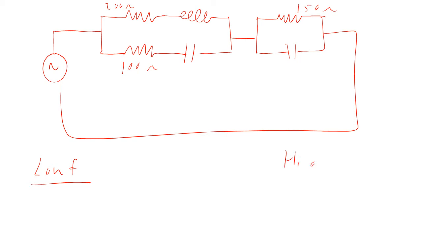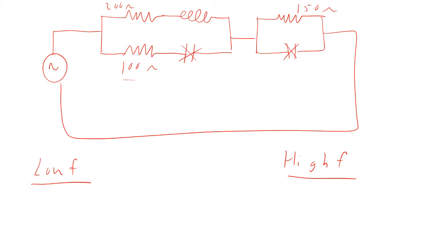And for high frequency, what's the impedance going to be like? Okay, for low frequency, the capacitor acts like a break in the circuit. So that means no current flows through that 100 ohm resistor. It acts like a break in the circuit right there.